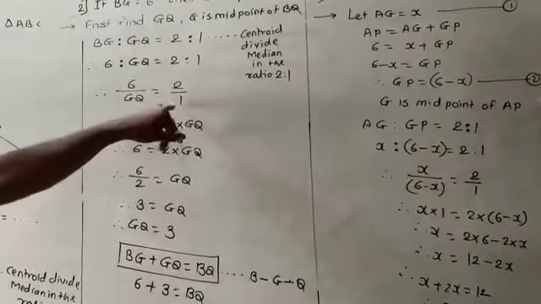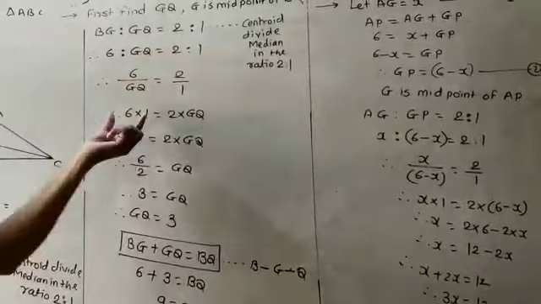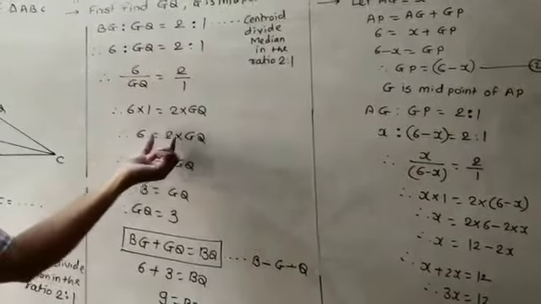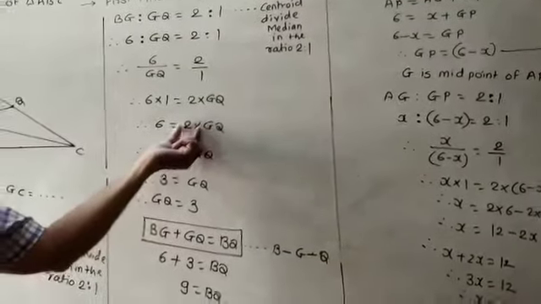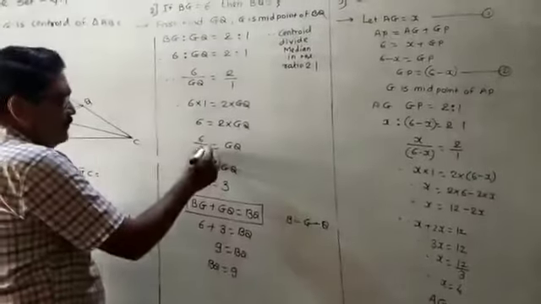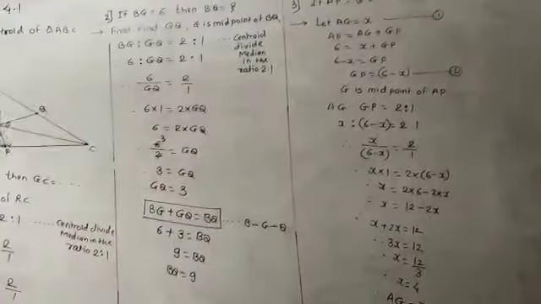You have to transpose this denominator, shift this side. 6 multiplied by 1 is equal to 2 multiplied by GQ. Then 6 is equal to 2 multiplied by GQ. You have to find out the value of GQ. So transpose this 2: multiplied by 2 becomes divided by 2. 2 threes are 6. Therefore GQ is equal to 3 units.